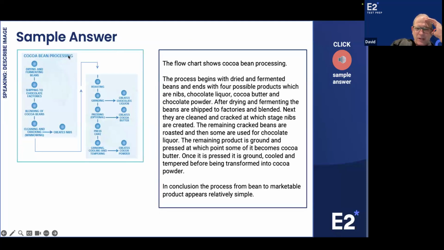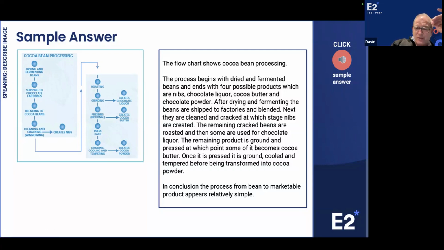The flow chart shows cocoa bean processing. That's all the information we could get there. The process begins with, yep, after drying and fermenting, the beans are shipped to factories. Next, they are cleaned and cracked.